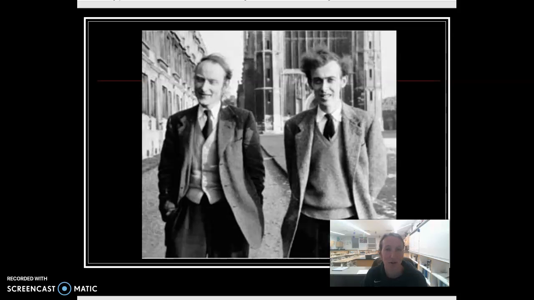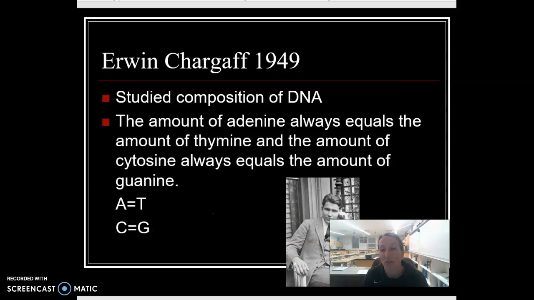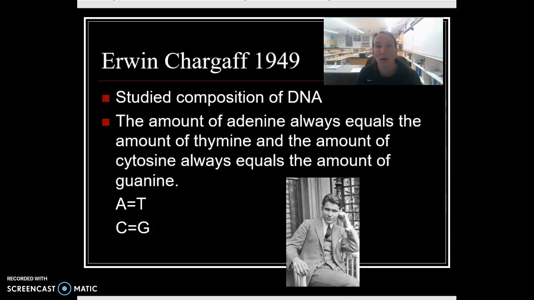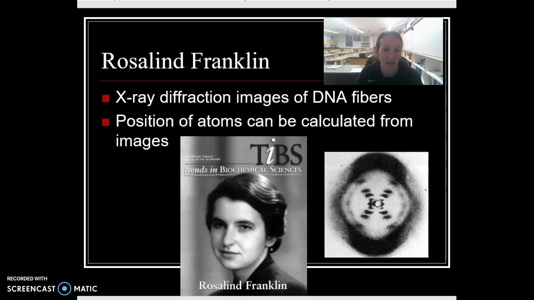Now I told you that there were 4 people that really helped discover DNA. You have Watson and Crick, who helped build the DNA model. And we have Chargaff, who came up with the base pairing rules. And the last one is this lady. We have a female scientist in our midst, and this is Rosalind Franklin.